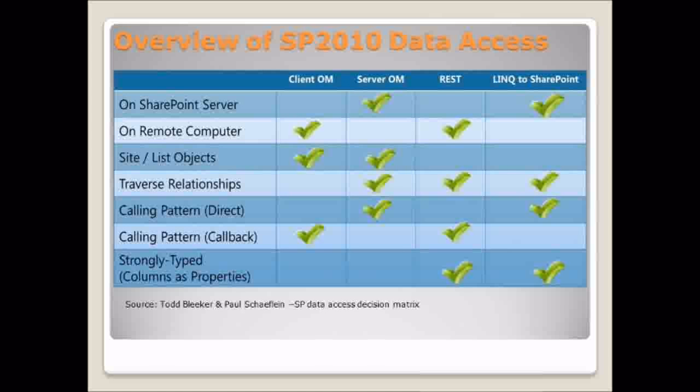The last column on here is strongly typed, obviously very useful because your code will compile and you'll know that you're pretty close to what you're trying to do. Your business logic can still be wrong, but you actually know that your coding logic is correct. And very useful for IntelliSense, so it speeds up development time and cuts down on errors. So it's very nice to have a strongly typed language when you're trying to query data, and LINQ to SharePoint and the REST APIs do this for you.